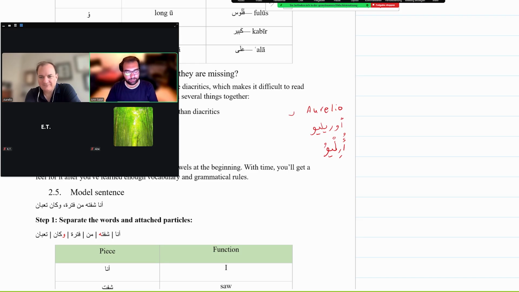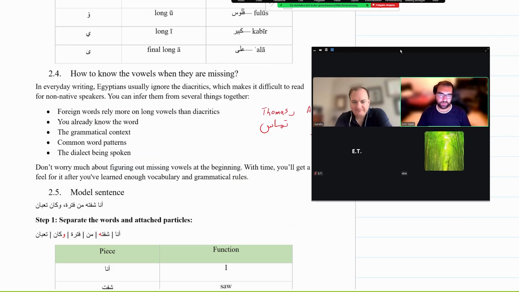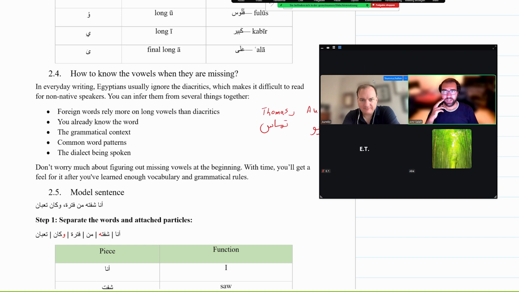But for example, for me, if I have the name Thomas, I would write it, and most people would write it like this. Because if I see this and I know it means a sentence, it's referring to a person, so I can get which vowels should be placed here because I know the name Thomas. So this is one trick to figure out the word. If it's a foreign word, mostly all of the vowels are going to be written.